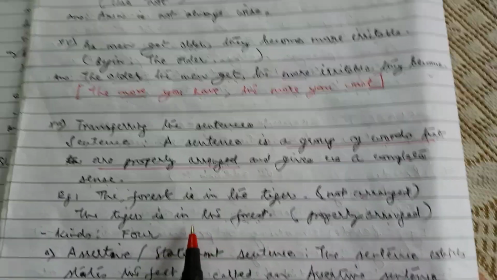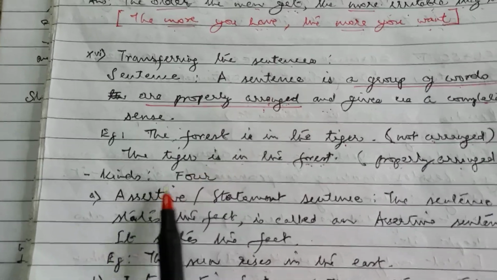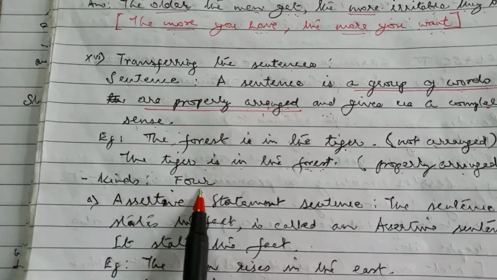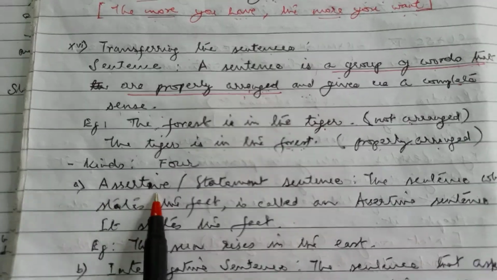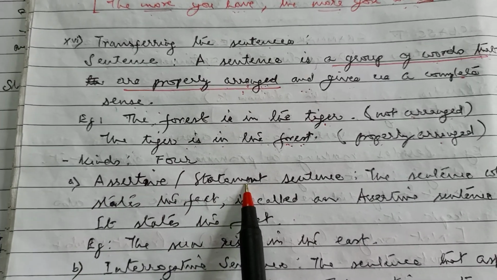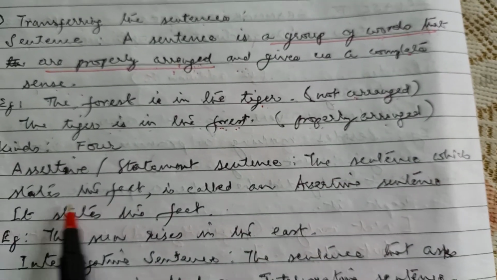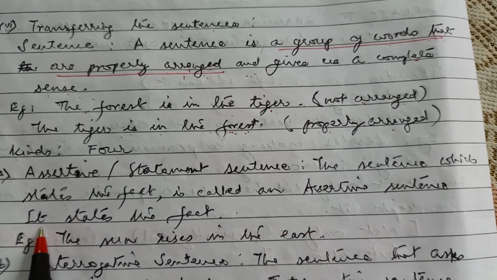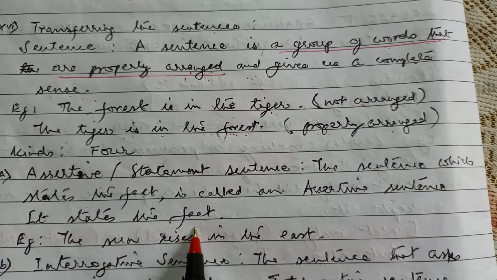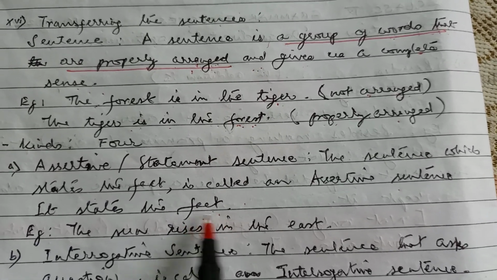Now after we have known what is a sentence, let's know the kinds of sentences. There are 4 kinds of sentences you have already done, right? A, assertive sentence or statement sentence. Now, what is an assertive sentence or statement sentence? The sentence which states the fact is called an assertive sentence. That means it states the truth, it states the fact. The factual sentences are called statement sentences or assertive sentences.